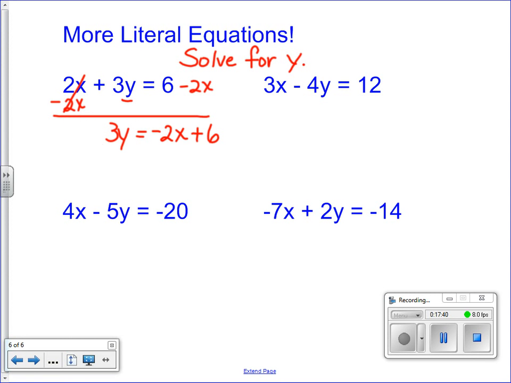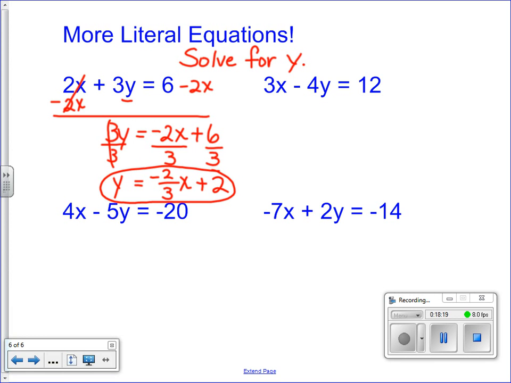Okay. Now I've got to undo my multiplication by 3, so I'm going to divide everything by 3. 3y divided by 3 is 1y. On the other side, I have negative 2/3 x. Notice that negative 2x over 3 is the same as negative 2/3 times x. Plus 6 divided by 3 is 2. So here is my equation that I have rewritten. I have solved for y, and now it is in slope-intercept form. And we'll explain more about that in upcoming chapters.